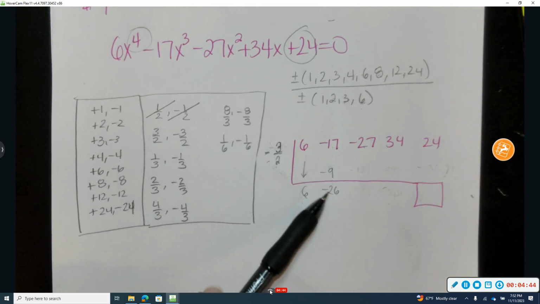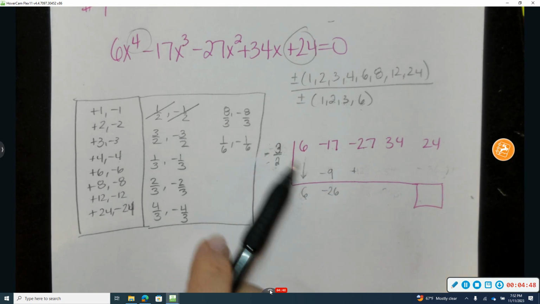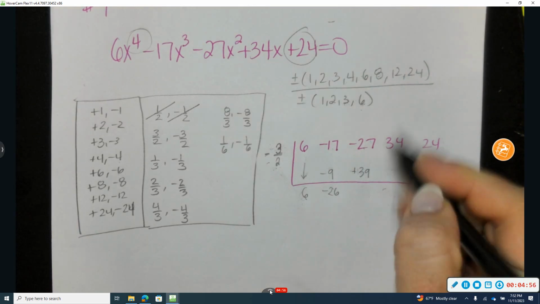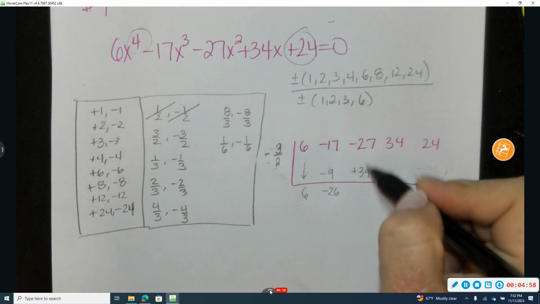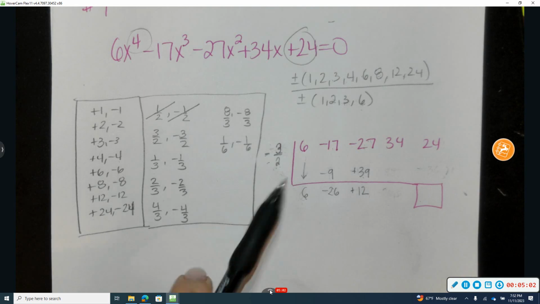Now, 2 negatives multiply to give me a positive, so I know this is a positive. I'm going to take 26 times 3 and then divide it by 2. 26 times 3 is 78, divided by 2 is 39. Positive 39 and negative 27, they're different signs, subtract, keep the sign of the larger number.